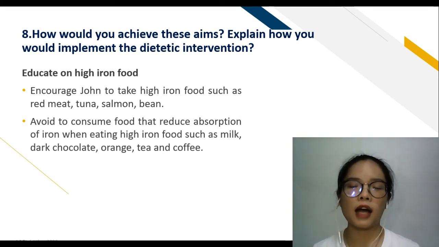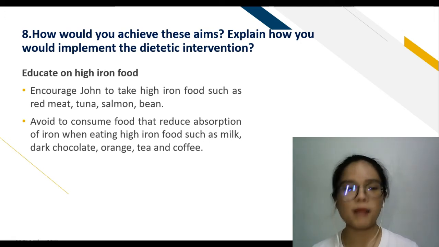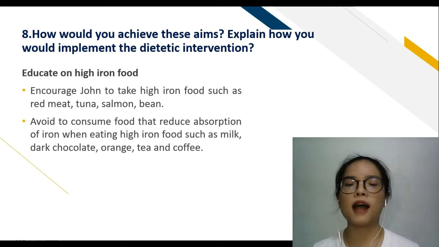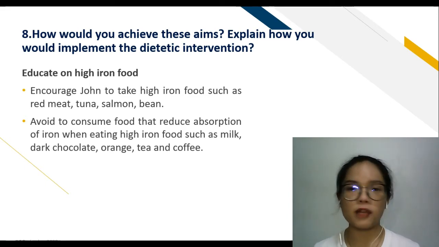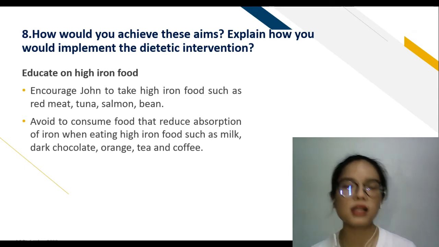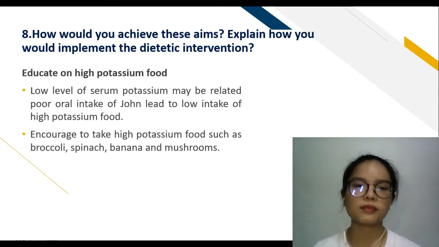Adequate or higher iron food, because John has a low level of hemoglobin, indicating he may have anemia. So we encourage John to take high iron food such as red meat, tuna, salmon, and beans, and at the same time to avoid some food that may reduce the absorption of iron while eating the high iron food, such as milk, dark chocolate, tea, coffee, and orange.